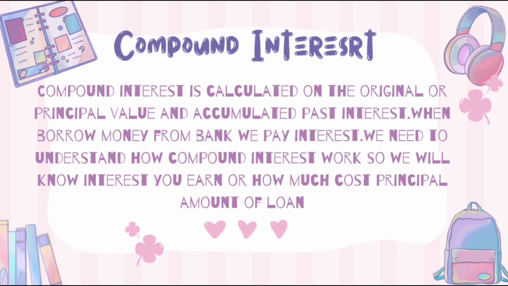Compound interest is calculated on the original or principal value and accumulated past interest. When we borrow money from a bank, we pay interest. We need to understand how compound interest works, so we will know how much interest we earn or how much it costs on the principal amount of a loan.